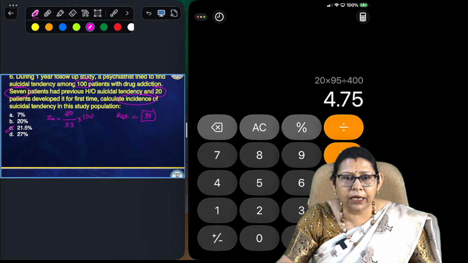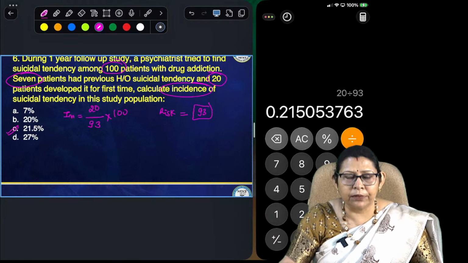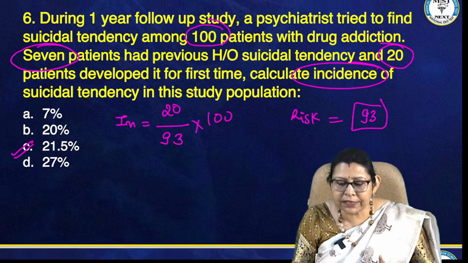So I am just again switching off the camera for a few seconds so you can see the proper calculation. And if I say that it is 20 divided by 93 and this is coming as 0.2215, means if you have to convert into percentage, so it will be your 21.5%. ठीक है, 21.5%. ठीक है, so I hope now it is clear to you.